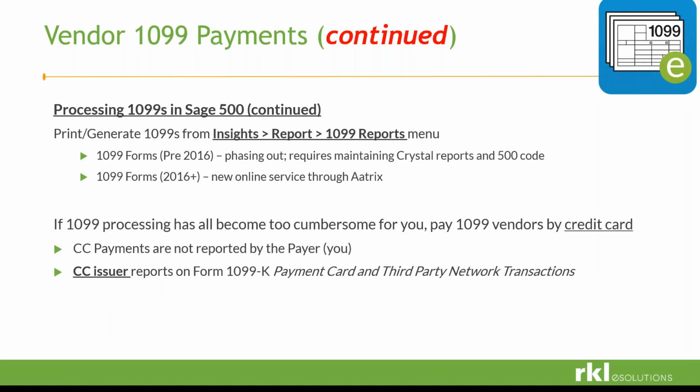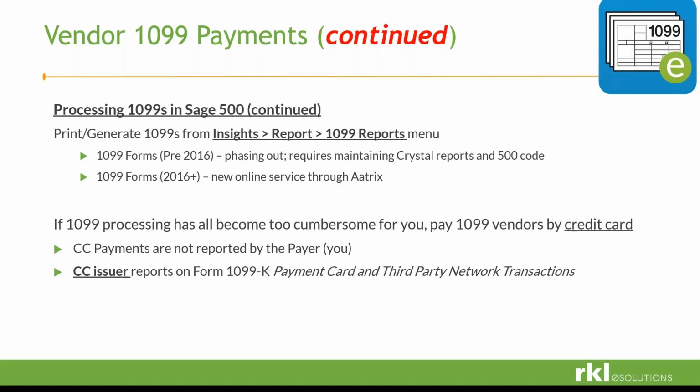So once the data has been validated within 500, you can then use either the new Atrix solution or the old form printing solution within 500. If you're going to use the new Atrix solution, you'll find it under the 1099 Forms 2016 Plus task. If you're using the older Crystal Report version, it'll be listed on the menu as 1099 Forms pre-2016.